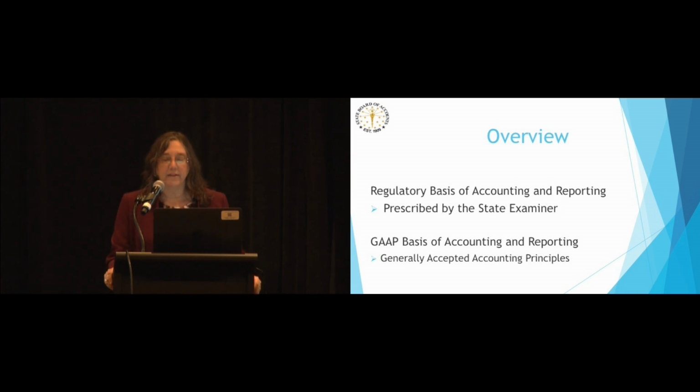Your regulatory is on a cash basis, which means we recognize revenues when the cash is received, and we recognize disbursements when the cash is paid out. GAAP is on an accrual basis, where we try to match both revenue and expenses with when the actual goods are received, services are performed. In a GAAP report, your financial statement notes are a lot more extensive, a lot more detailed.